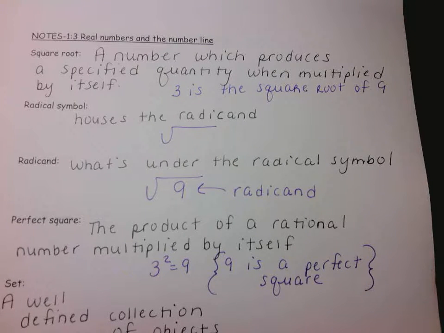The radical symbol houses the radicand, and I drew a picture there of the radical symbol. The radicand is what's under the radical symbol. So if I was to actually draw out the square root of 9, the 9 is the radicand. A perfect square is the product of a rational number multiplied by itself. So 3 squared equals 9, so 9 is a perfect square.